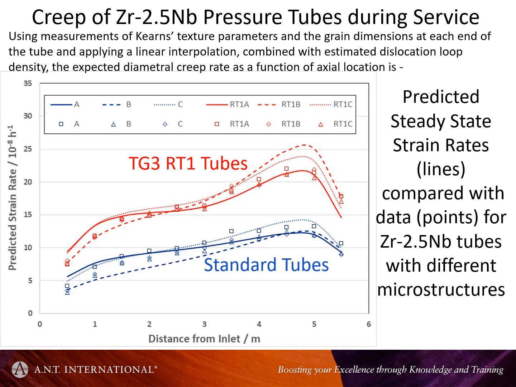In this case, it's a predicted diametral strain rate, and I've got the prediction, which is my lines here, and this is the data for three particular tubes in the Bruce 8 reactor compared with standard tubes. So these particular tubes were experimental tubes, which were unusual, but all I've done here is put in the microstructure for these tubes compared to the microstructure for these tubes. So the modeling gives us somewhat close to what the reality is.